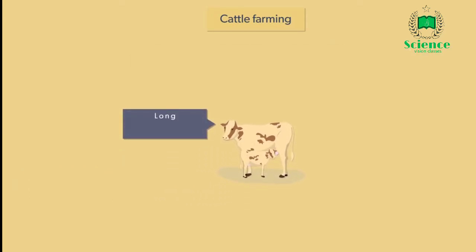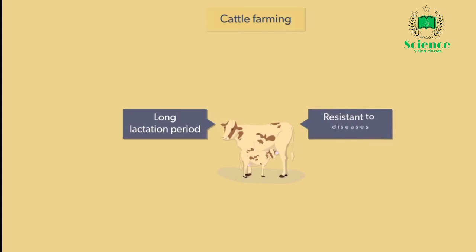Do all species have long lactation periods? Unfortunately, that is not the case. Only exotic breeds of cattle have long lactation periods. Such exotic breeds have many desirable qualities apart from long lactation periods. They have excellent resistance to diseases. These exotic breeds have been crossbred to find the ideal type of cattle.